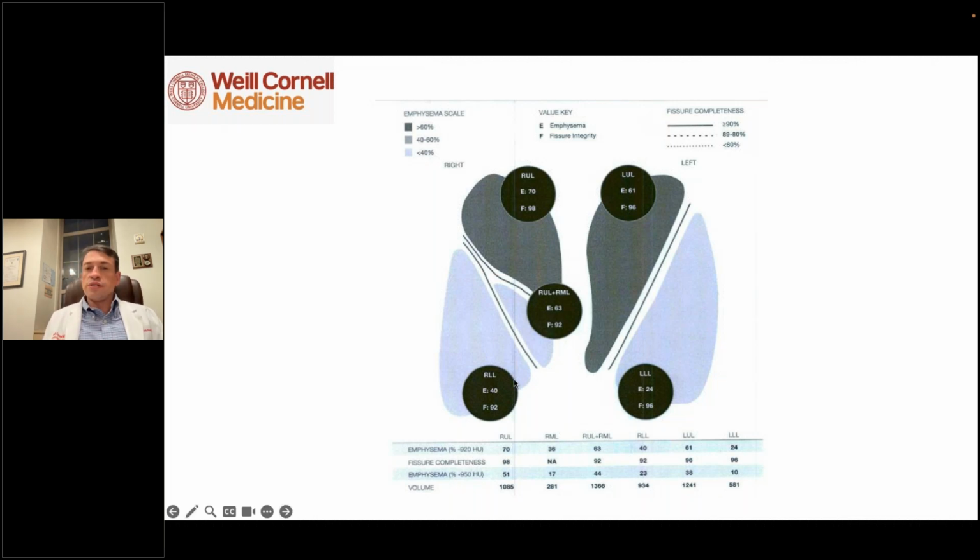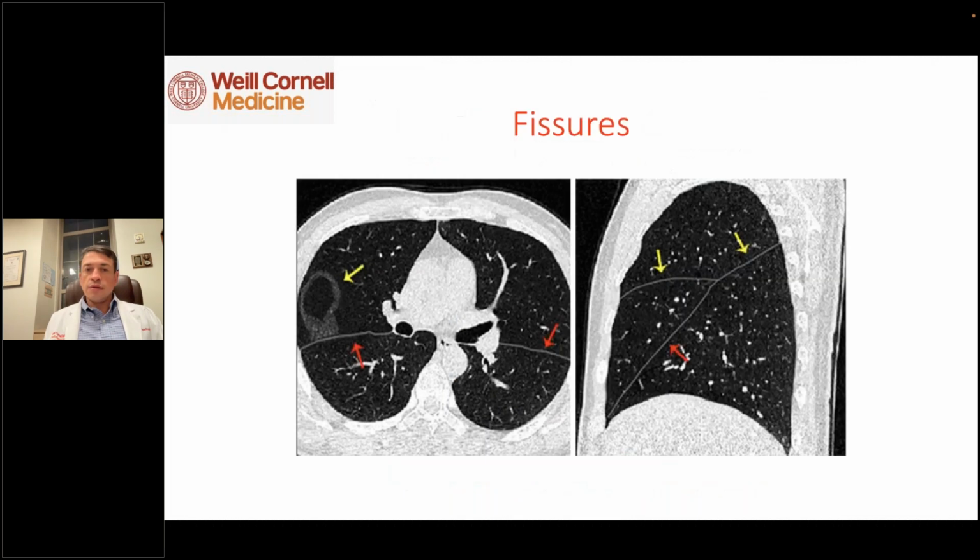Also, what you notice here is that a complete line is considered more than 90% complete. And that number, 90% and above, is an important number, which we will get to in the next couple of slides. So these are obviously fissures.